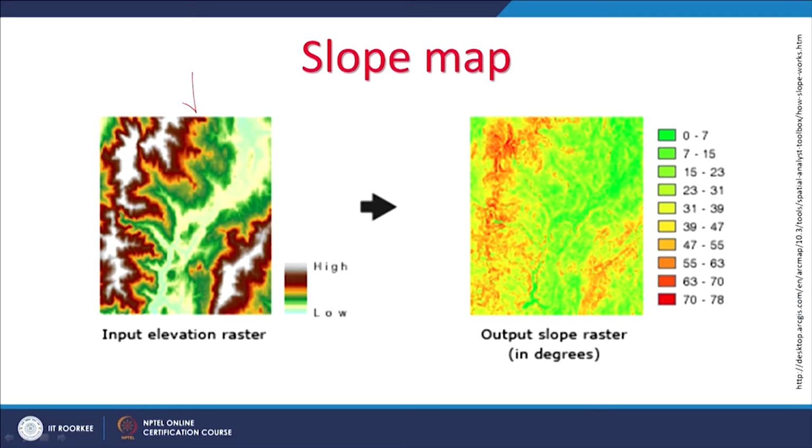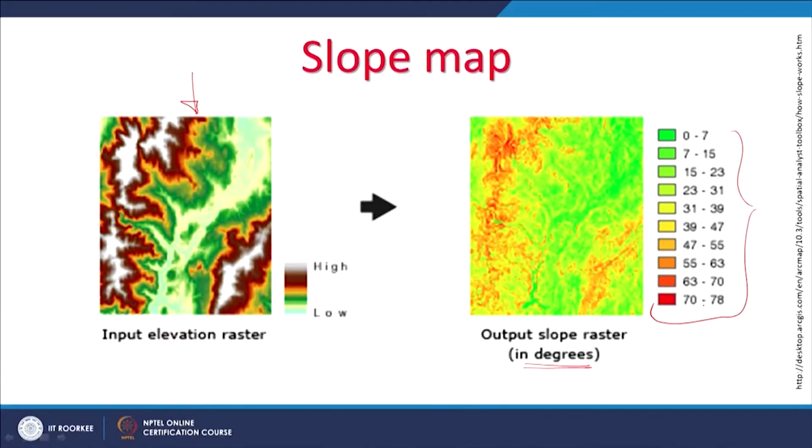This is the input, your digital elevation model, when it is subjected to slope calculation, and this is the output you get in degrees. Now how you classify this is a different thing. I may classify in only 5 categories and have ranges. The classification methods of continuous data we have already discussed, so you can apply those.